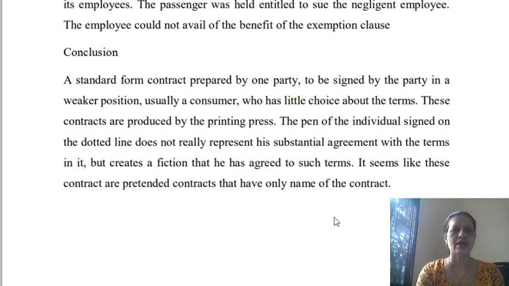So here we can conclude that a standard form contract is prepared by one party to be signed by the party in the weaker position, usually a customer or consumer who has little choice about the terms. These contracts are produced by the printing press. The pen of the individual signed on the dotted line does not really represent his substantial agreement or his consent, because he has to accept the terms and conditions as they are, but it creates a fiction that he has agreed to such terms. It seems like these contracts are pretended contracts that have only the name of a contract.